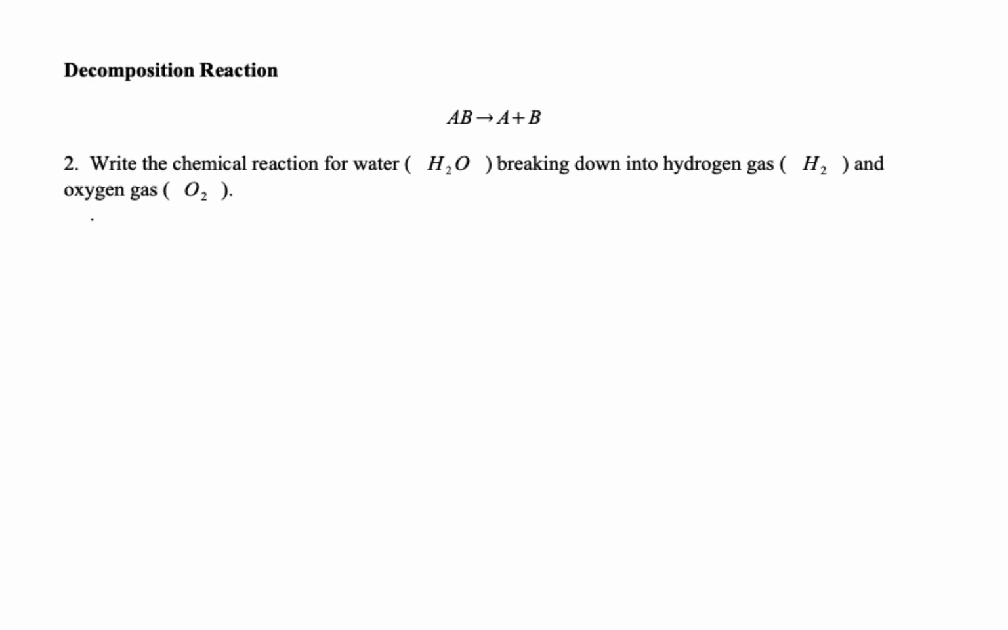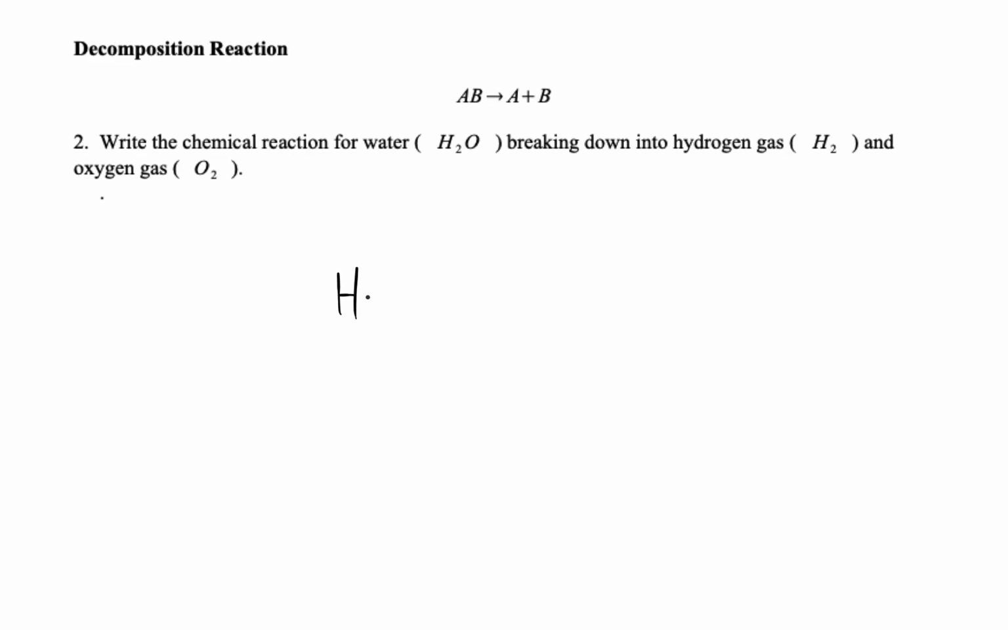The next type of equation we might see is a decomposition reaction. This is where a compound AB may break down into its components A plus B. An example of this could be water breaking down through electrolysis into hydrogen gas and oxygen gas. Alright, so we'll start by putting our molecule of water here on the left, and it's going to break down into hydrogen gas and oxygen gas.